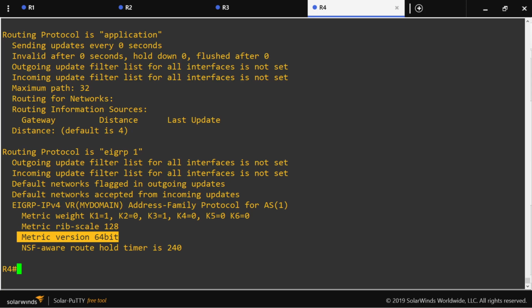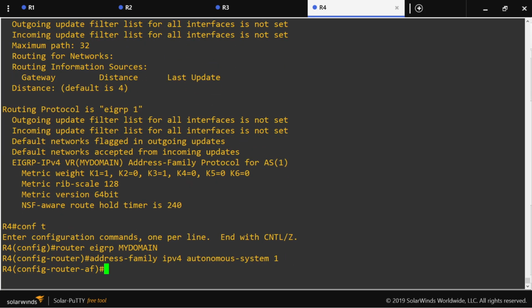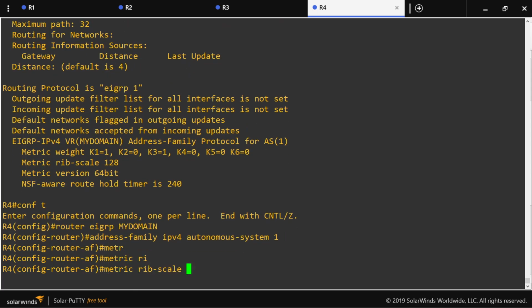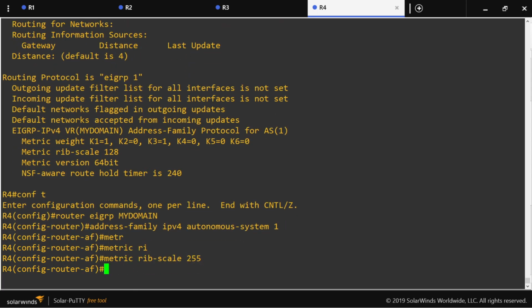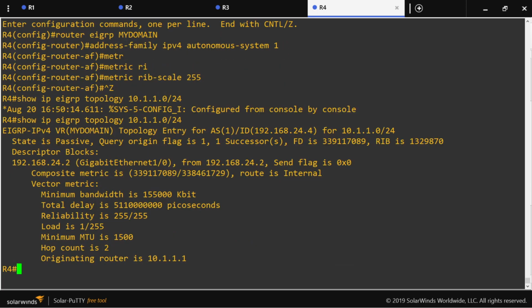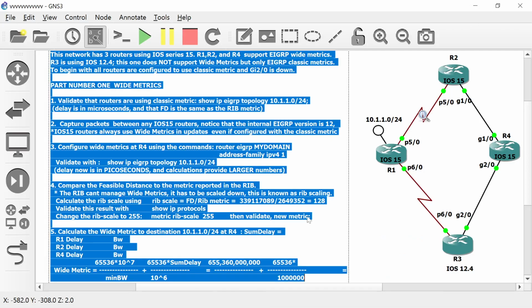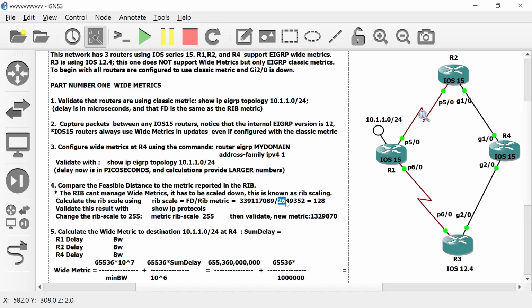So let's change the RIV scale now. Metric RIV scale 255, and then we can validate that now the metric is this value, which is roughly half of this, because the RIV scale went almost double as previously.